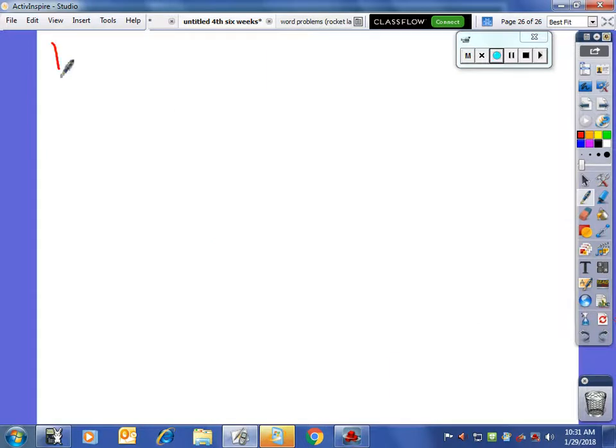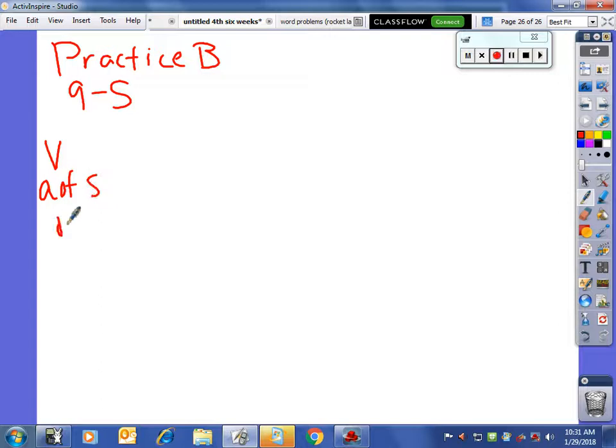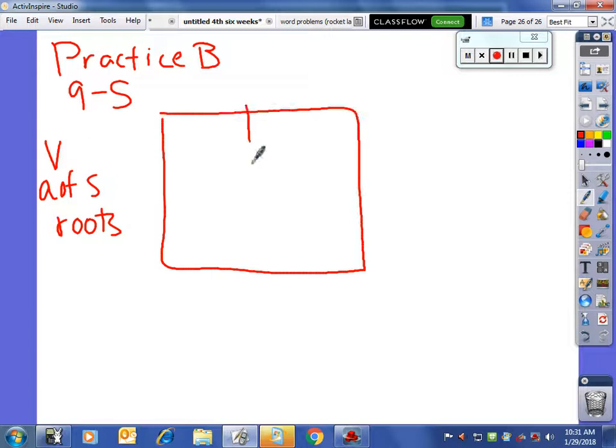I listed, this is practice B, 9-5. Are y'all with me? Do you see where I wrote in the things I want you to find? Vertex, axis of symmetry, roots, and then I ask you to graph it. They give you a space to graph it, right? Let's do the first one together. For these, you can be in Zoom 6.